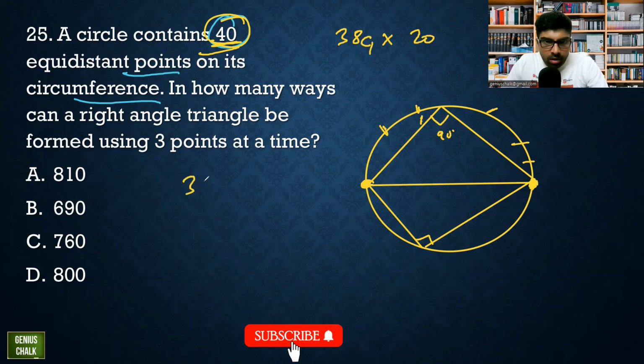So my answer will be 38C1 into 20, and that is 38 times 20, which is 760. That means option C is my answer. Right? I hope you have understood this. So very good question.